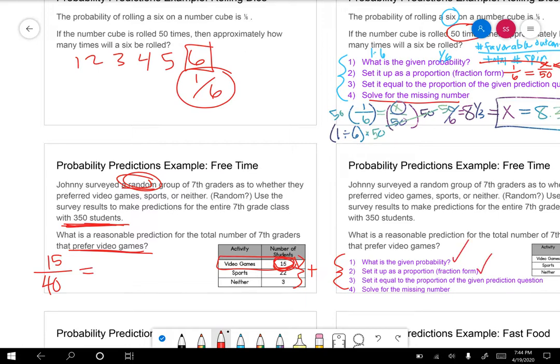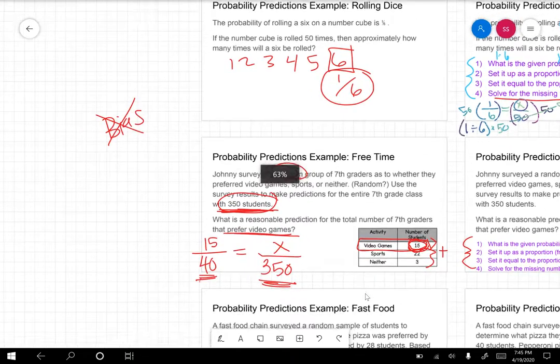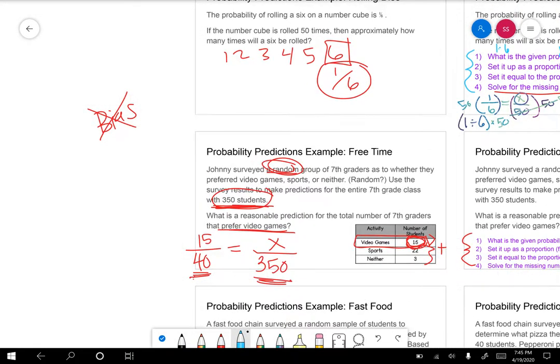We set it up in fraction form. Now we're going to set it equal to the proportion of the given prediction question. So instead of just 40 students that we're surveying, we want to predict for 350 students. So that's why the 350 is on the bottom, because this is number of students, this is number of students. Which means that the number on top there is what we don't know. Okay, so to solve this, go over here real quick. So we have our 15 over 40 equals x over 350.